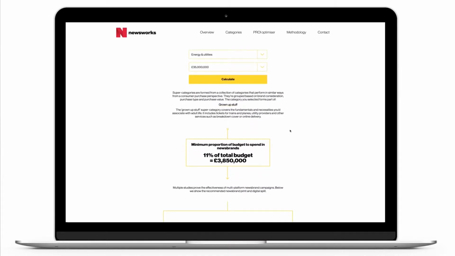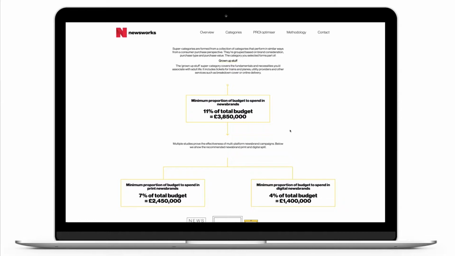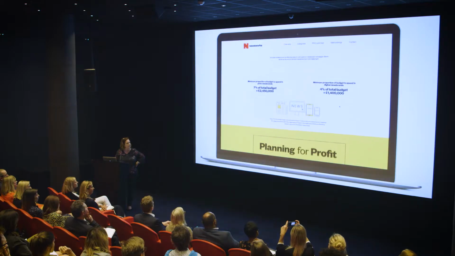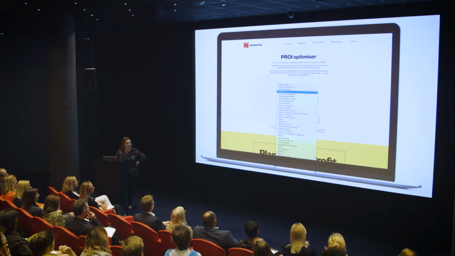What it does is you select your category and the annual budget, and it gives you the recommended minimum investment in news brands, both print and digital. It also gives you a handy summary of what that super category is, because we're not expecting you to work them out straight away, as we've lived and breathed these for quite a long time. That will be available on the website for you to have a play around with, and hopefully you'll be able to find the category your brand appears in and do that analysis of the recommended minimum investment to optimise overall campaign profitability.